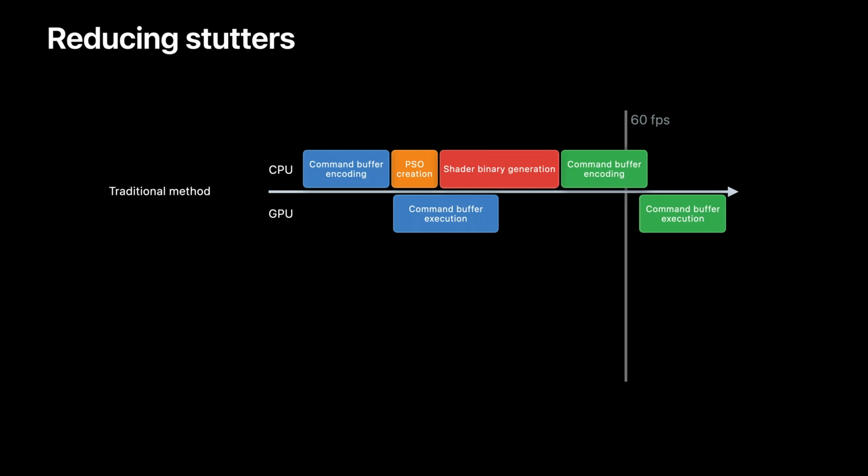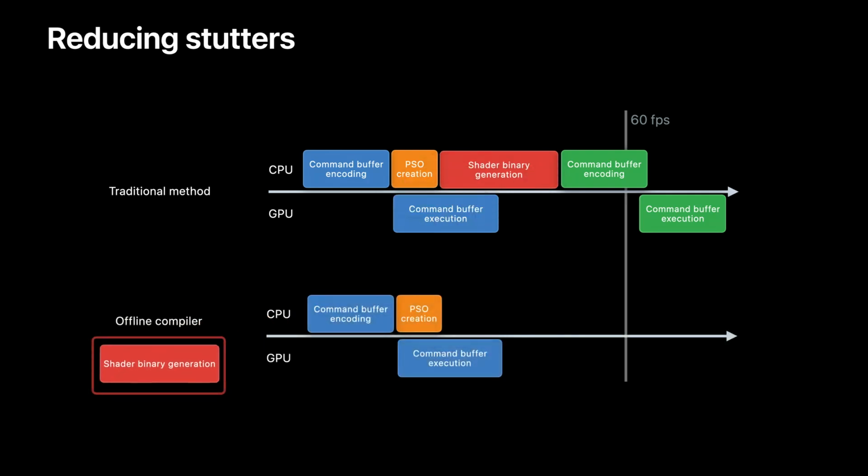In contrast, offline compilation means the shader binary can be generated at build time so that every pipeline state creation is fast and execution is smooth. Offline compilation can have a dramatic effect on your app loading times too. Let's look at an example.